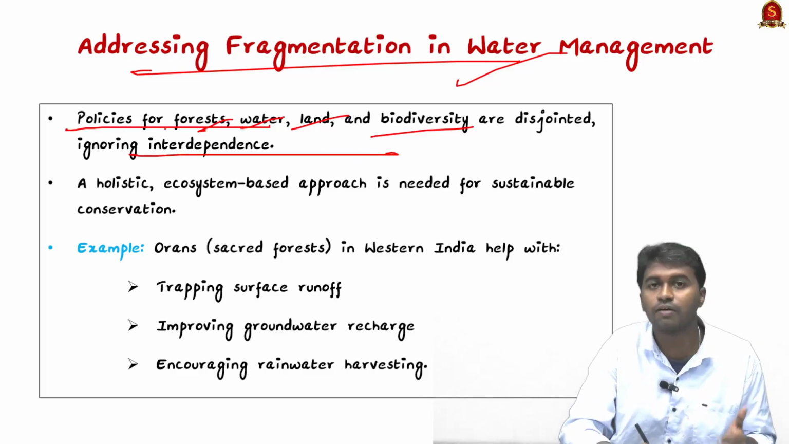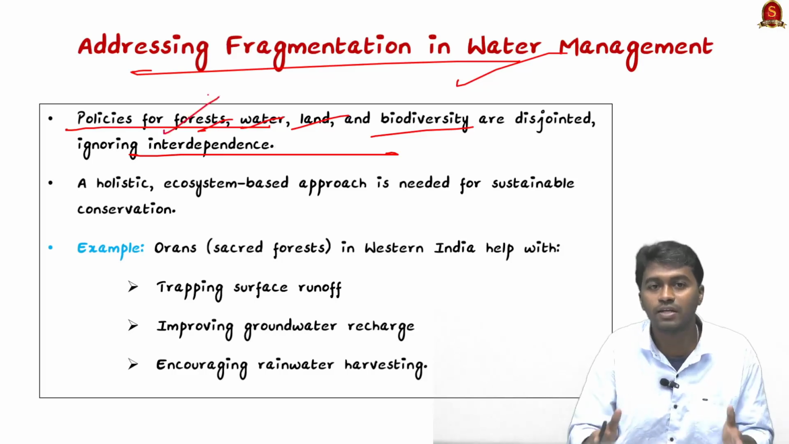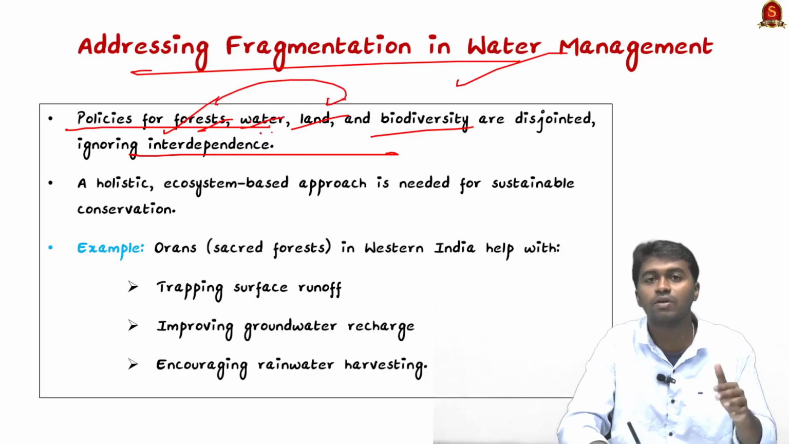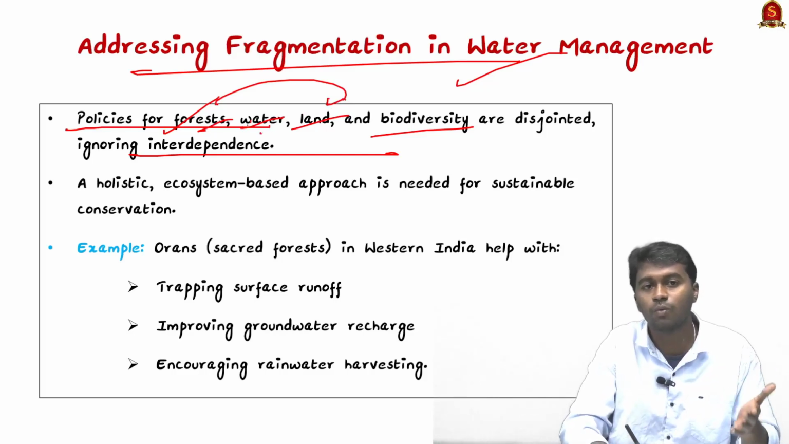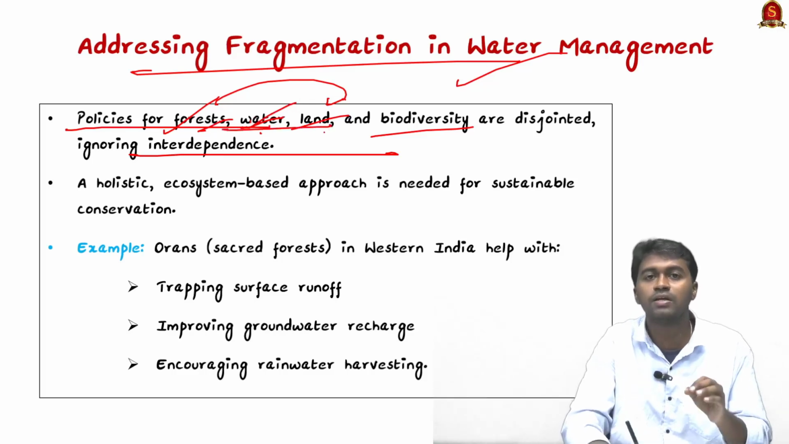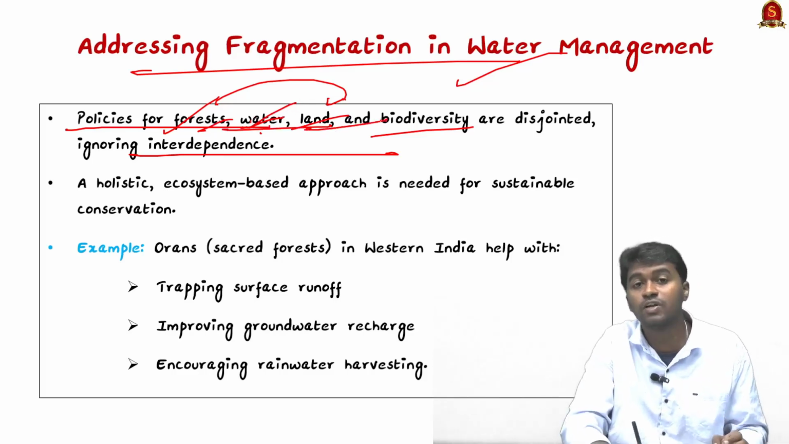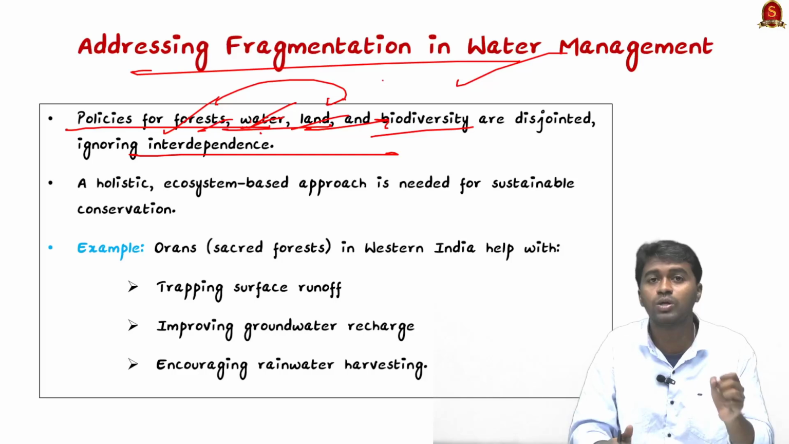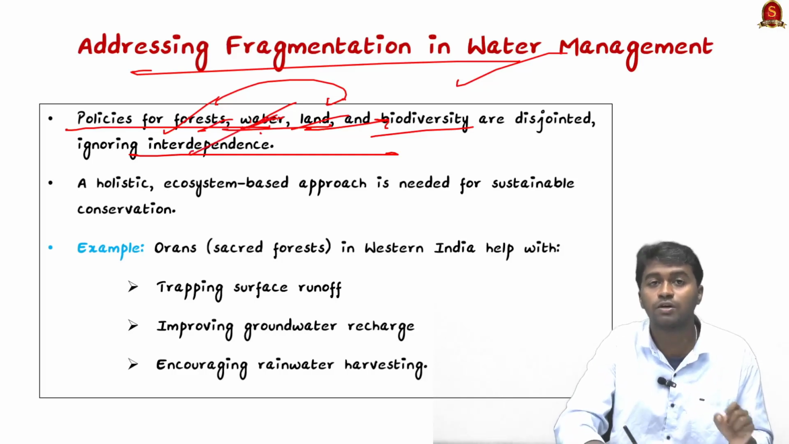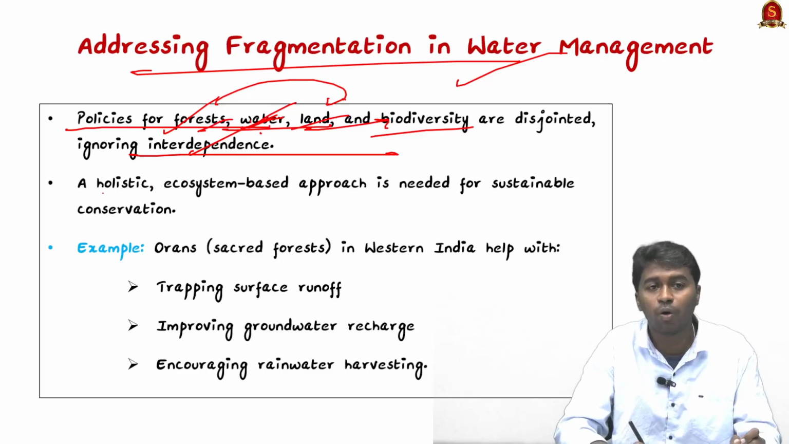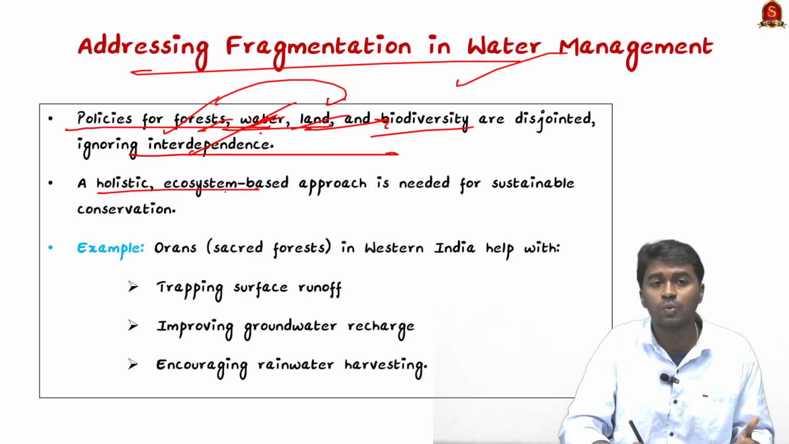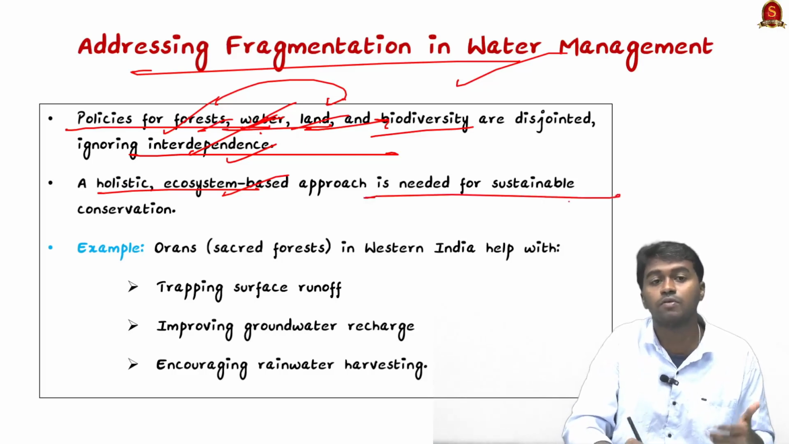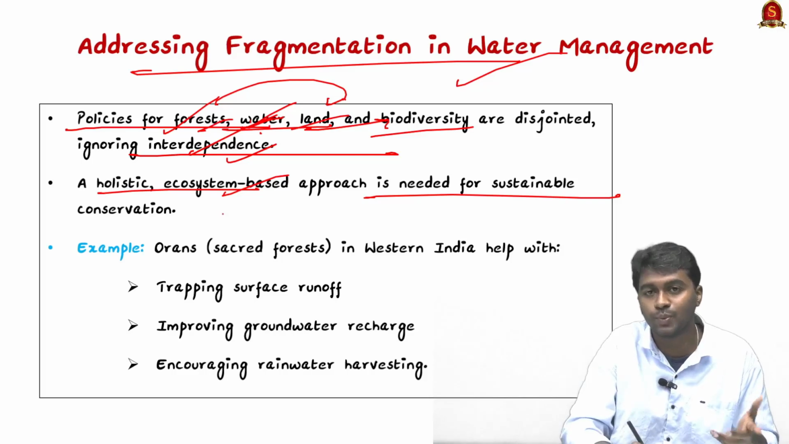For example, deforestation will make the region vulnerable. It will result in land degradation, and land degradation means no water capturing is happening. That means the water will run off, and that will eventually make the region more vulnerable to water scarcity, which will ultimately affect biodiversity. But you can see none of the schemes are actually addressing the interdependence of these factors. So we have to frame a holistic policy which accepts the interdependence of these factors, and that is needed for the sustainable conservation of nature as well as water resources.